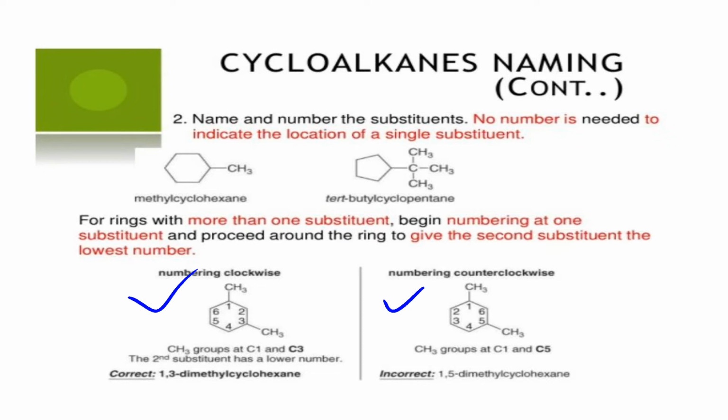When two or more substituents are present in a cycloalkane ring, the substituents are indicated with the lowest possible numbers. This is the correct naming, numbering clockwise, with the substituents in the first and third positions. But in this case, the substituents are in the first and fifth positions. Therefore, the lowest numbering is the correct IUPAC rule, and this other one is incorrect.